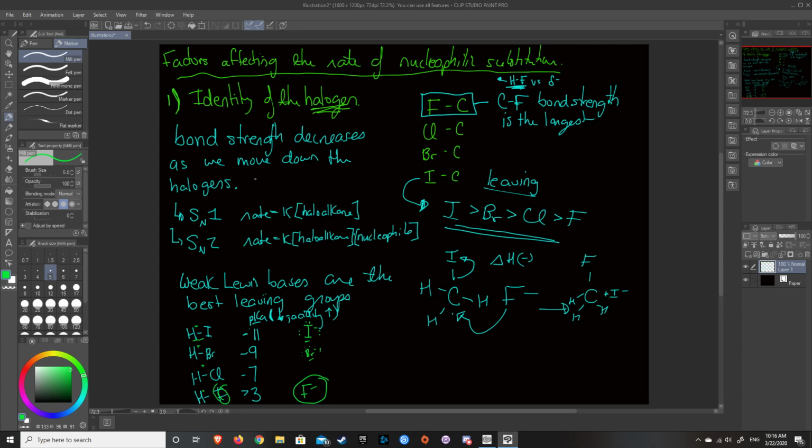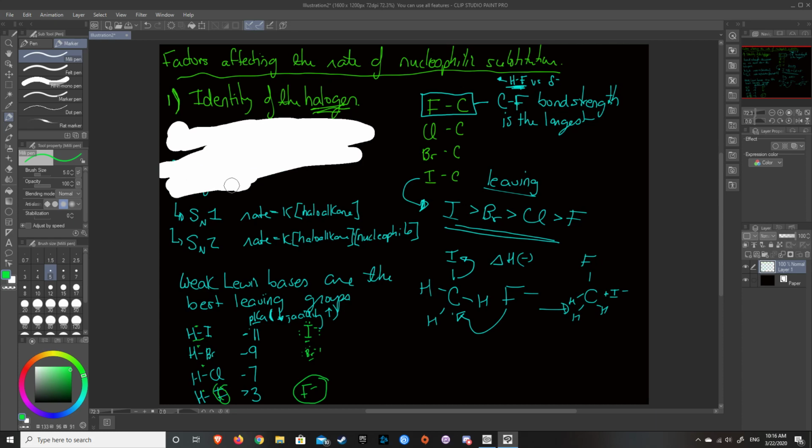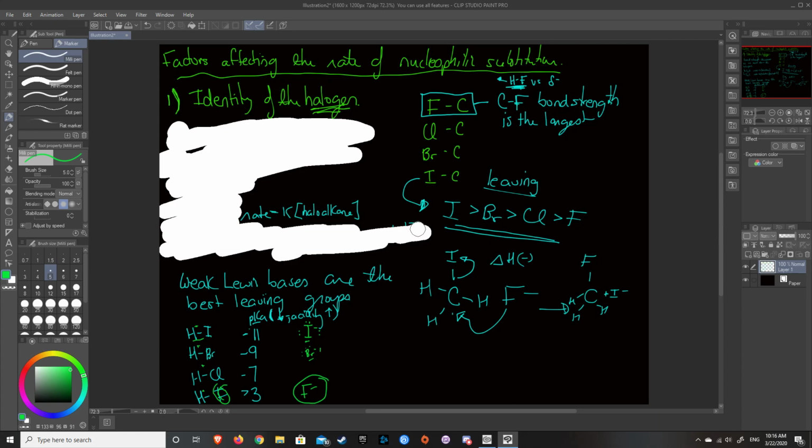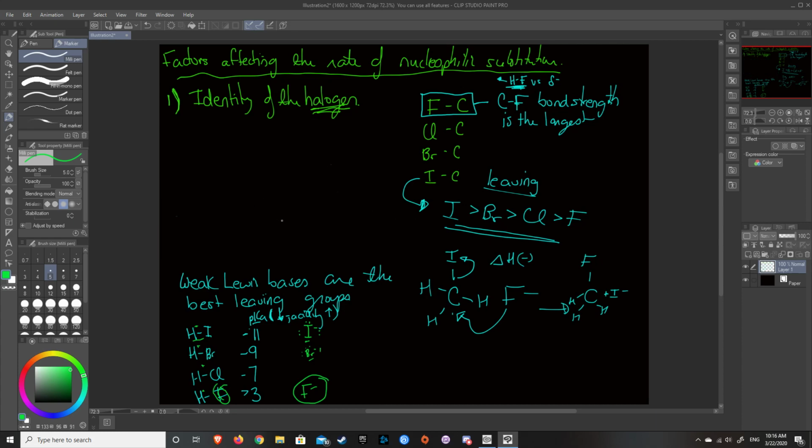So I'm just going to erase this top part right up here, and then we're going to continue just a little bit. The important part for you to know is that fluorine is the worst leaving group, and iodine is the best leaving group. We can say the weaker the Lewis base, the better the leaving group. The stronger the acid, the weaker the base it forms, and the weaker base is more stable.